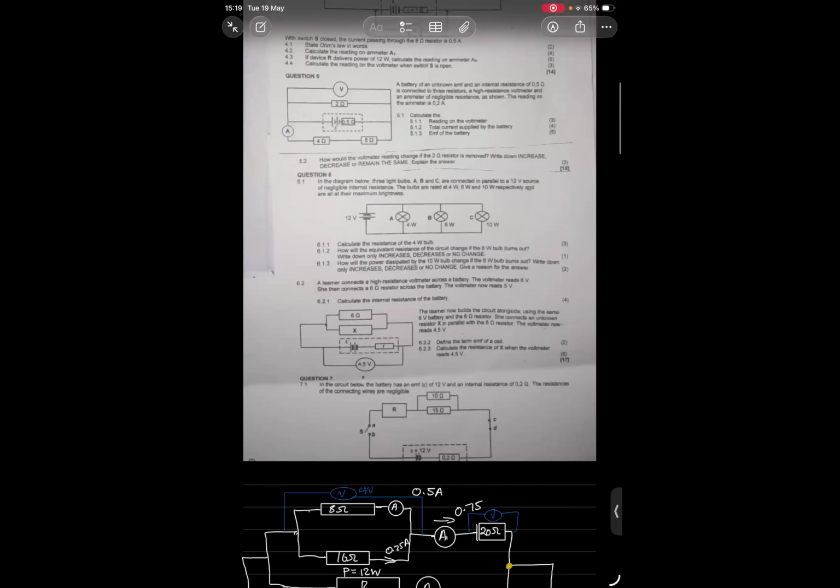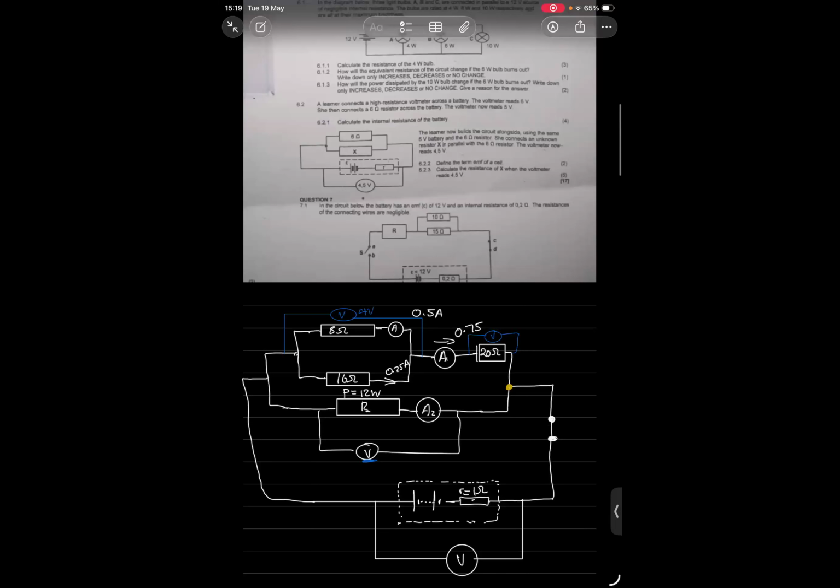8 ohms plus 16 ohms plus 10 ohms are parallel to R. So the V of 20 ohms is going to be V of R minus 4 V.